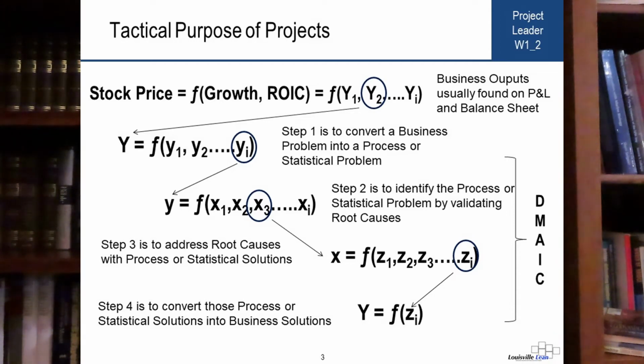Again, we convert a business issue, something that we typically find on a budget sheet, P&L, some kind of financial statement that's causing us issues. We convert that into a process problem, something in the process that's causing the business issue. And then ultimately, with the rest of DMAIC, we convert that process problem into a process solution. And then we convert that process solution back into a business solution. So we're ultimately trying to make money for the company that we're working for.